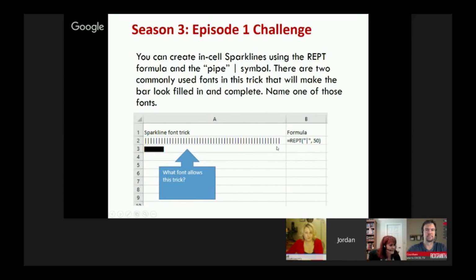So there's a trick where you can change the font, and it'll turn into a blockier version, which you see down in A3, and that's the one I use in my book. It's the one I use on clients' dashboards. So there are at least two fonts that I know of that allow you to take those pipes and turn them into one condensed bar or column. So my question to you is, what are they?